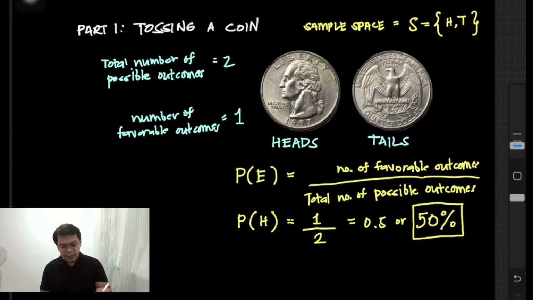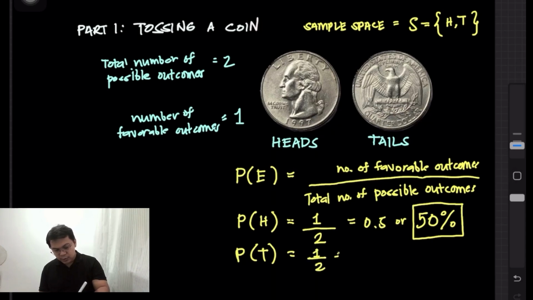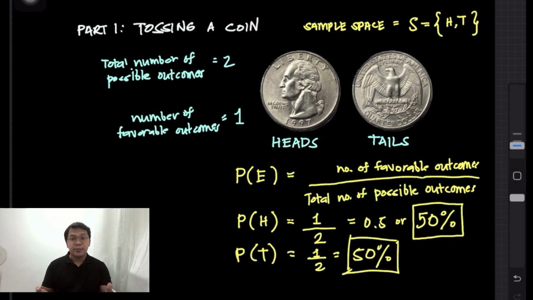This also applies if you calculate the probability of getting tails. The same formula goes: 1 over 2 is equal to 50% for getting a tail. So there you go. That introduces us to how to calculate probabilities of tossing a coin.